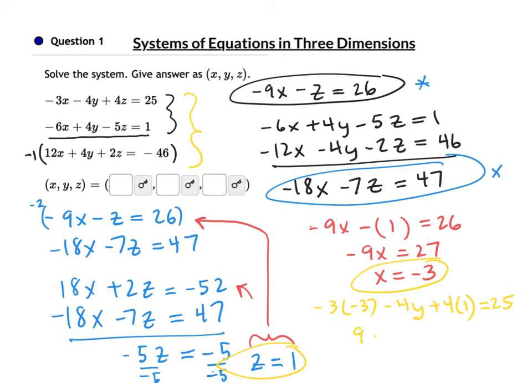That's 9 minus 4y plus 4 equals 25. This is negative 4y plus 13 equals 25. Subtract 13 from each side. Negative 4y equals 12. And divide by negative 4, and y is negative 3. The ordered triple then is x, negative 3, y, negative 3, and z, 1.